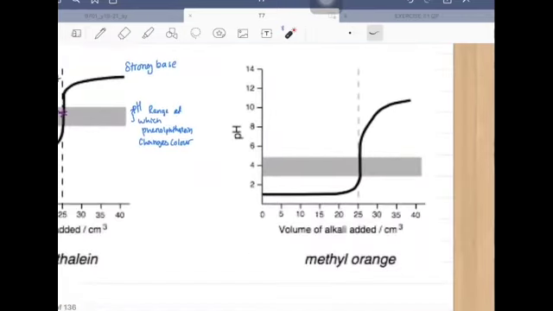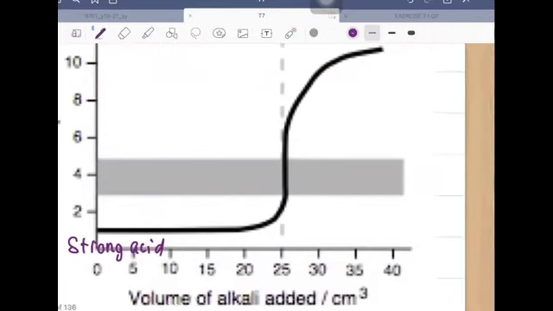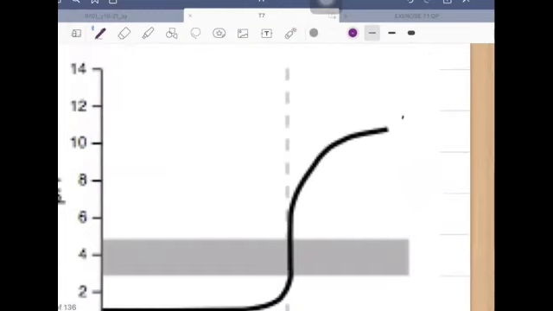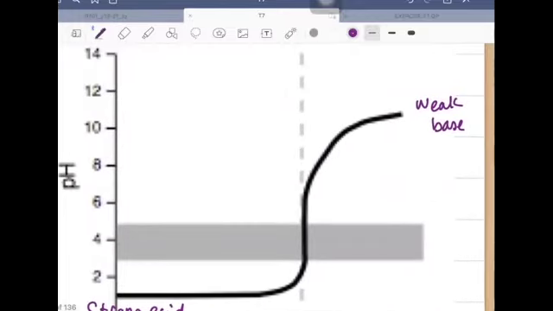Oops. Methyl orange. Okay, so for methyl orange, this is a strong acid because it starts at pH 1, reacting with pH 11, so that's a weak base. Right. So this time we choose methyl orange. Okay, why don't we use phenolphthalein? I'll show you. Phenolphthalein is between 8 to 10.